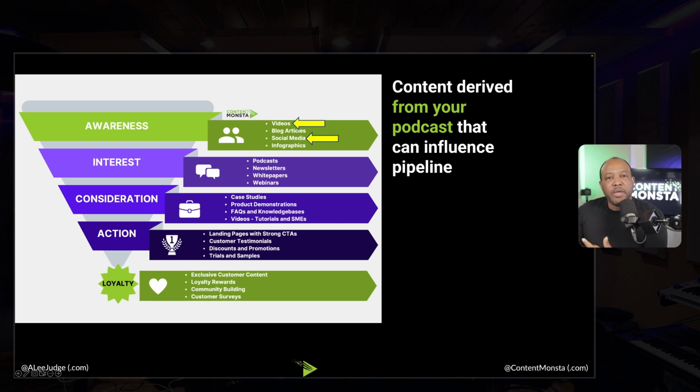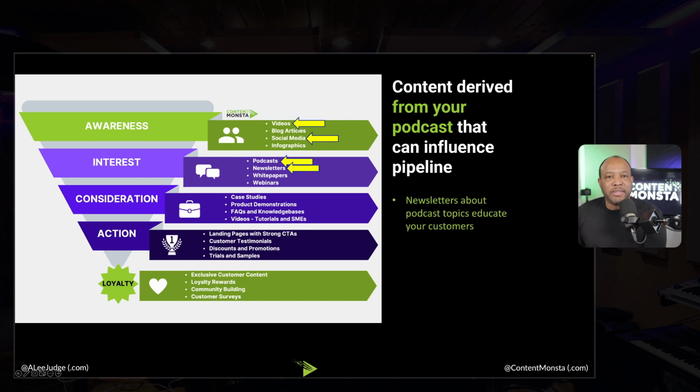You're going to be creating video and audio clips and also written content from your podcast that feed into this awareness stage of the funnel. Now, the podcast itself can build additional interest in your brand. Once they understand you have valuable information to share, then the podcast itself, on top of all the additional content, will also feed into the interest level you have with your customers.